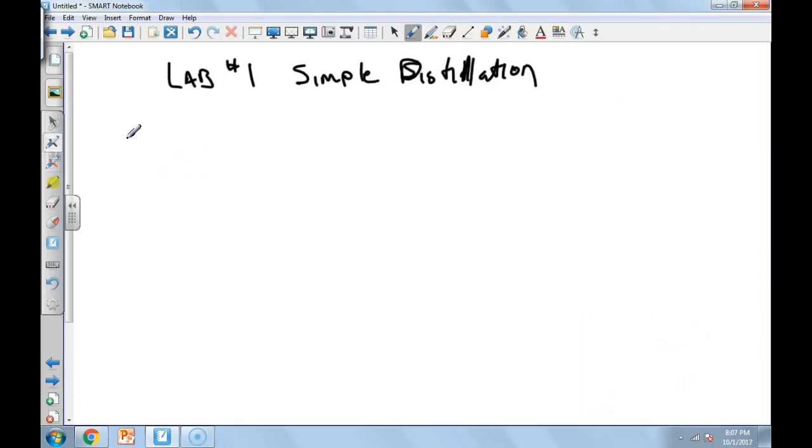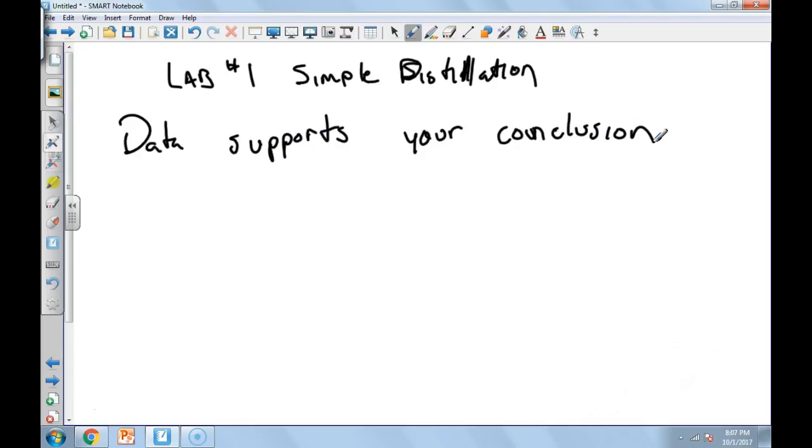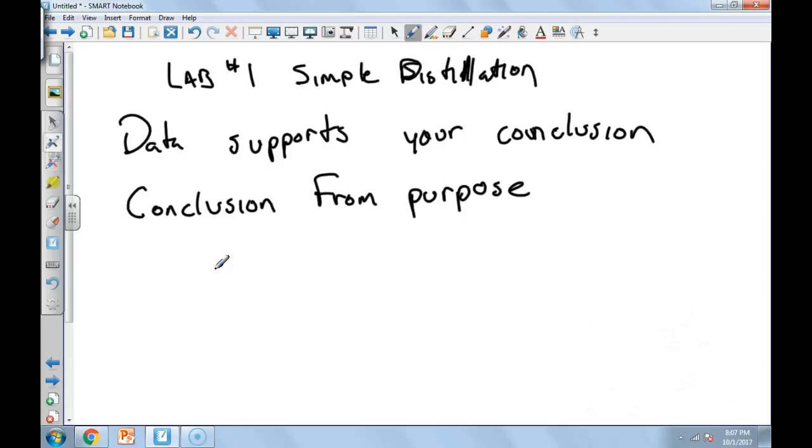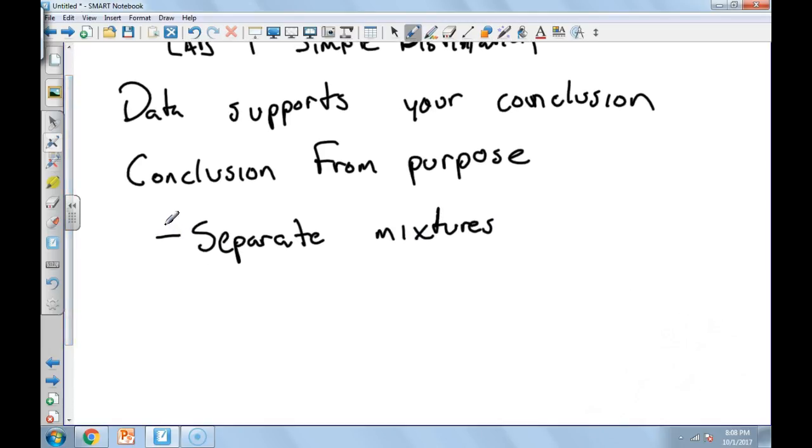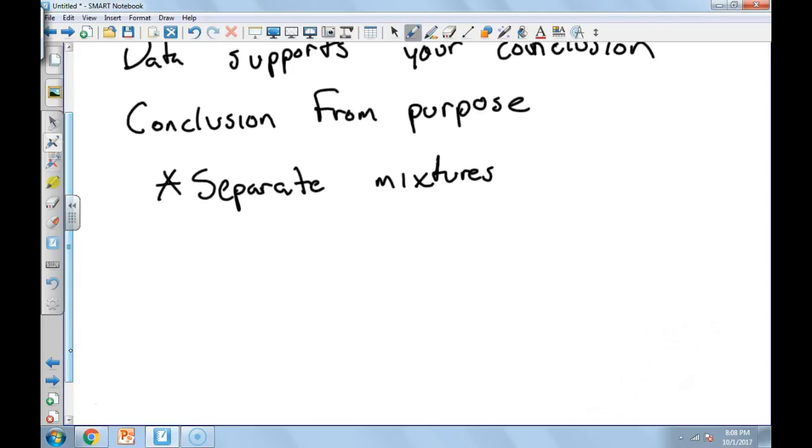You need to make sure that your data supports your conclusion. Then, where do you draw your conclusion from? Well, the conclusion is drawn from the purpose of the lab. And particularly for lab 1, the purpose of the lab was to separate mixtures into their parts. So your conclusion, here's your purpose, your conclusion should be, did you separate it effectively or not?